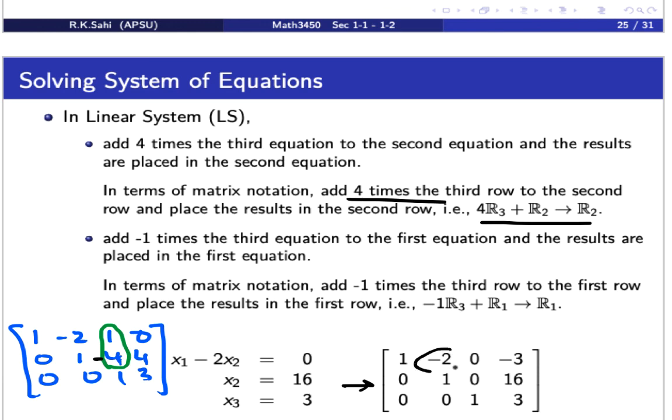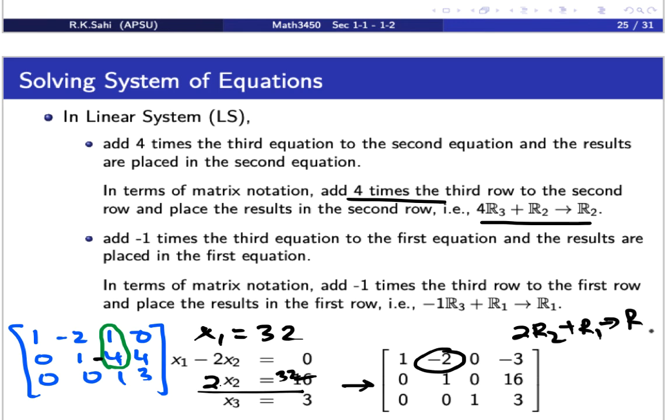Now we have to make this to be 0. How can we do that? In terms of the linear system, we can multiply the second equation by 2. That makes it 32. And add to the first equation, what do we get? x1 equals 32. Or in terms of the augmented matrix, it's going to be 2 times R2 plus R1 goes to R1. So what are we getting? We are going to get 1, 0, 0, 32, 0, 1, 0, 16.